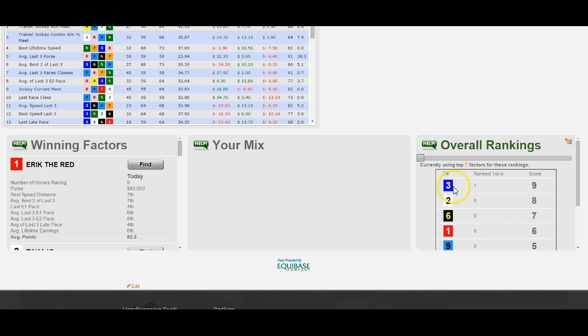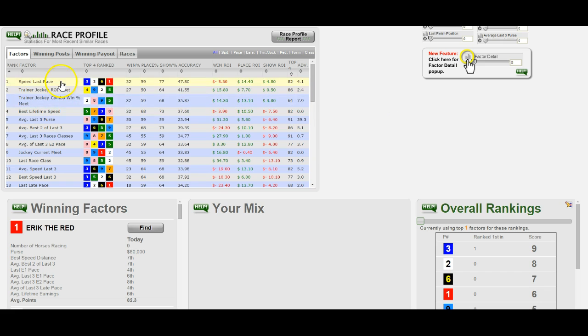And you can actually start it at 1, and you can argue this, that the most important factor in the race, which is speed last race, the top ranked horse is the 3. As you start adding in more factors, you can see that the 3 kind of falls off the map, but he does show back up second here later on.